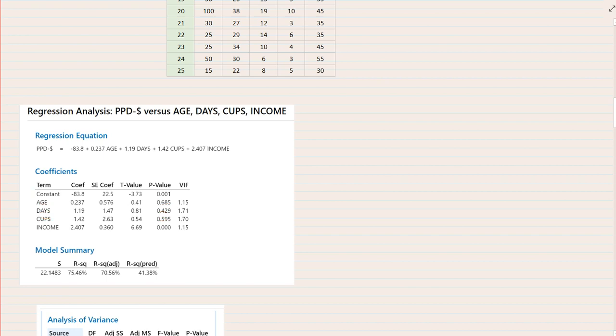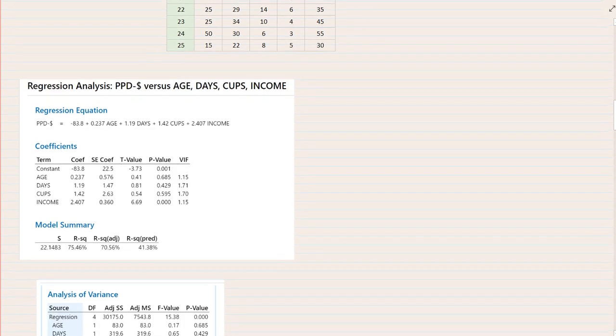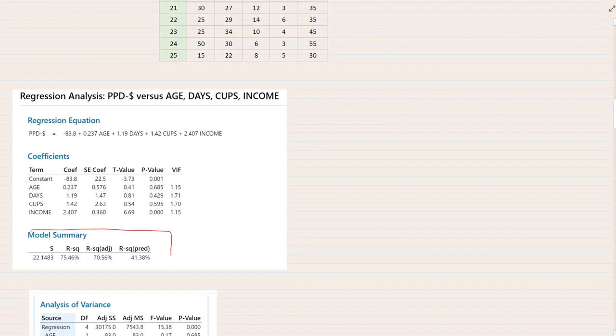Okay, so let's go further down. And next, I'm right down here now. The next piece of the output, we're going to look at 2 important pieces of information. One is R squared, and the other one is S. The S here is the standard error of our estimate. S for standard error. That's what that is.